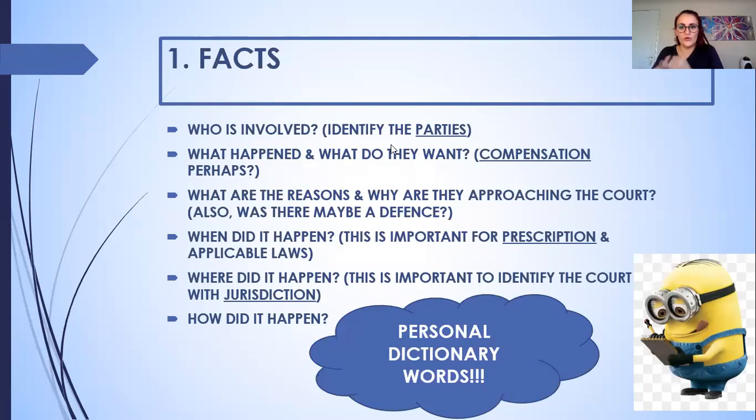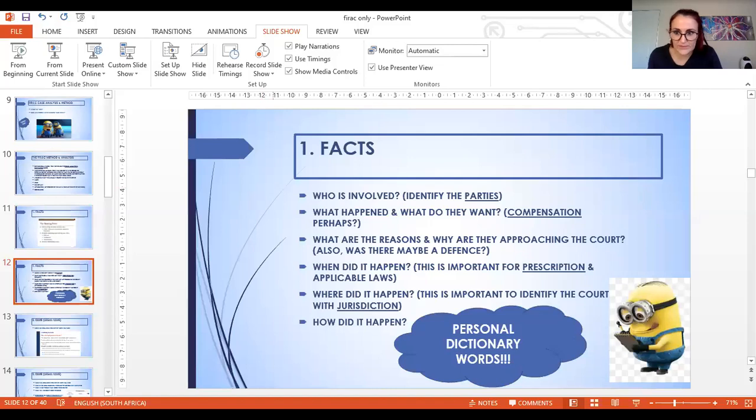So who is involved? We've identified the parties. Easy peasy, we know how to identify an applicant, a respondent, etc. What happened and what do they want? Right. So let's go back to this judgment here. And let's see, by avoiding the summary, let's not cheat and look at the summary. Let's see from this judgment if we can figure out where we are and what we could possibly want.